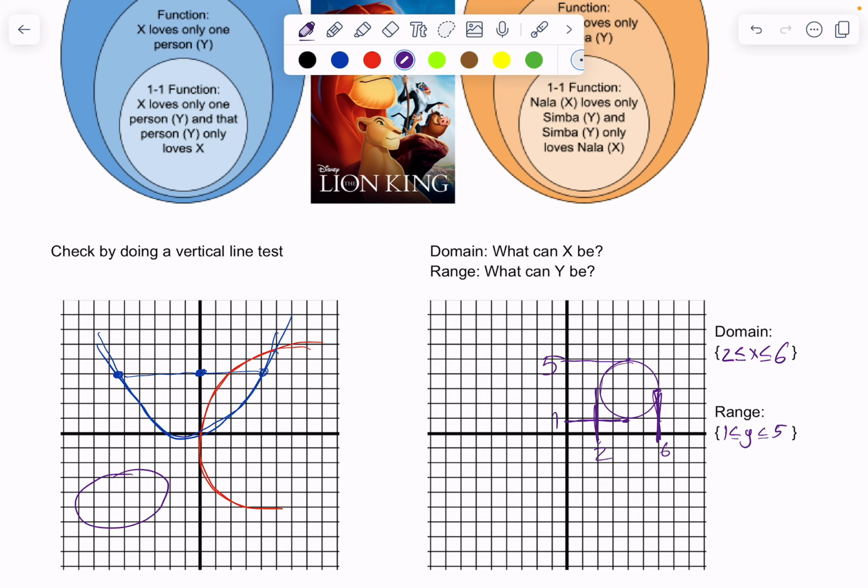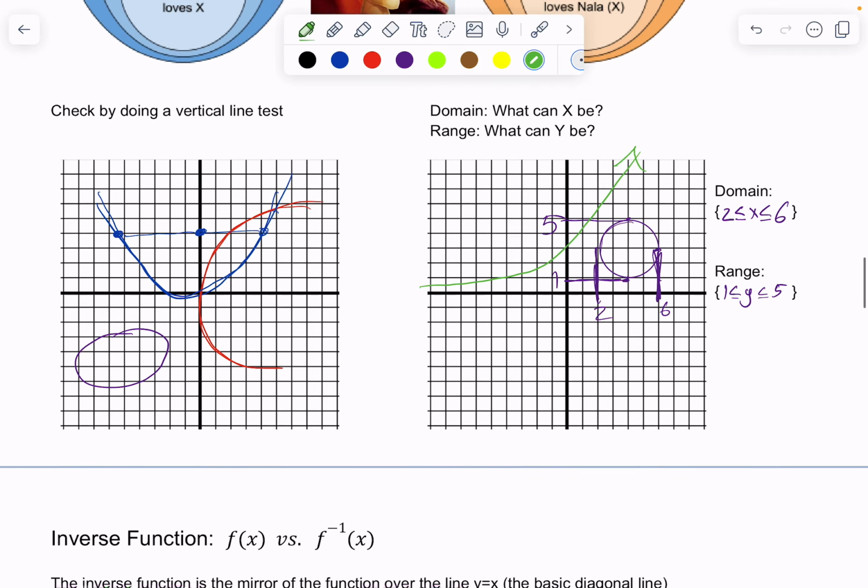This applies a lot for some of our other graphs, like when we had exponential growth, it goes to the moon. I'm going to use a different color. It goes to the moon. But in doing so, it never goes across the negative side. The domain goes far left and right, but the range only goes on the positive side. It depends on what the graph is.